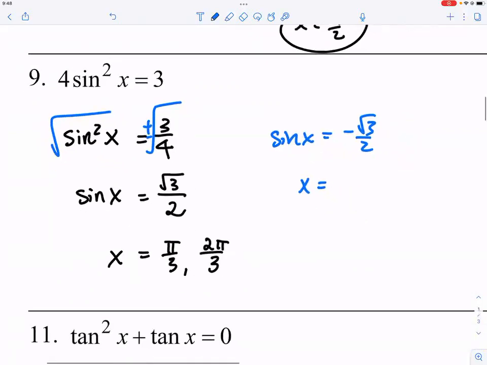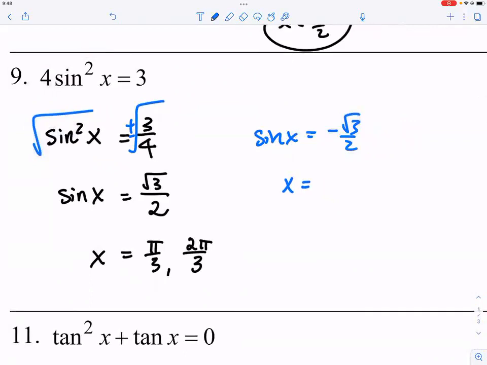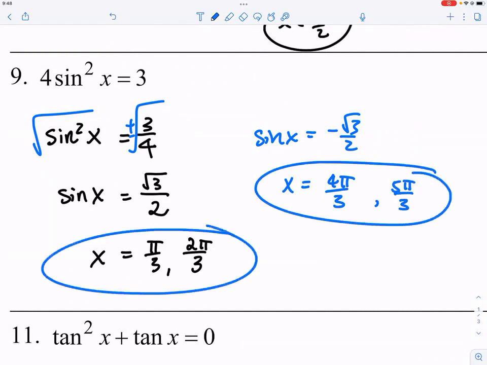So now we have to come up with the other 2 x values, which will be 4 pi over 3 and 5 pi over 3. So whenever you see something that's squared and you have to take the square roots, don't forget that you need to consider the positive and negative. So again, focusing on what makes the statement true will give you a big help. Okay?